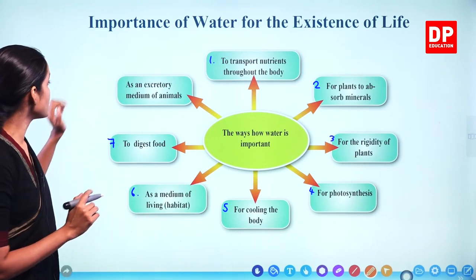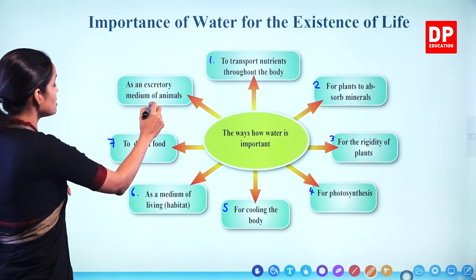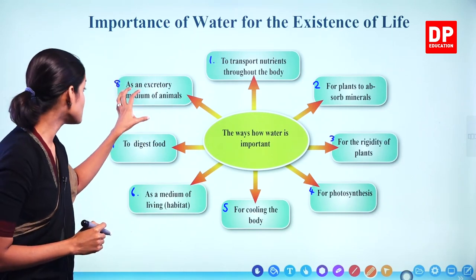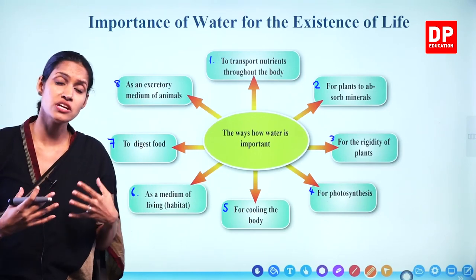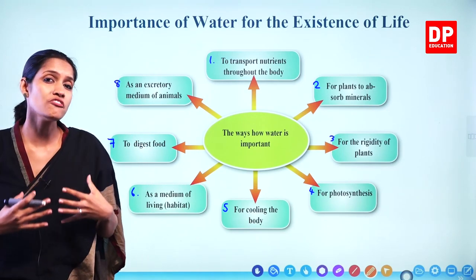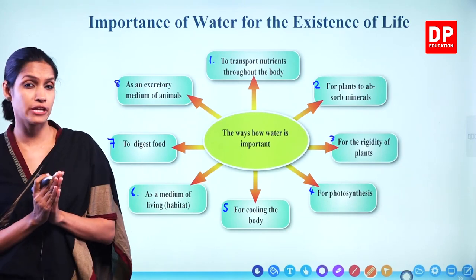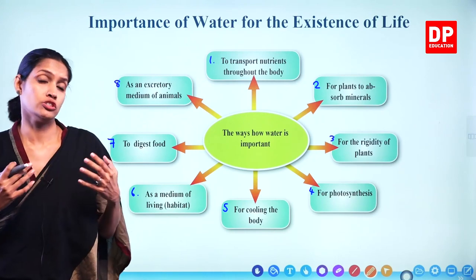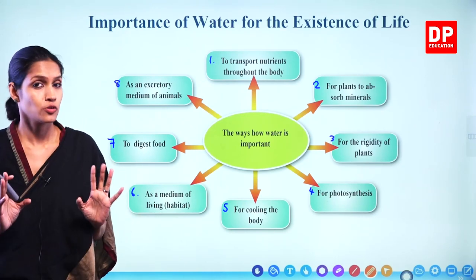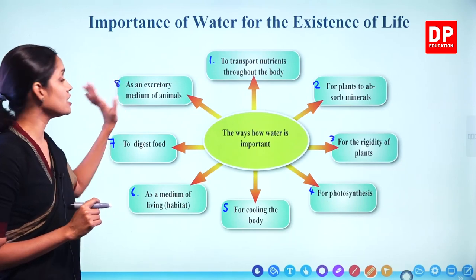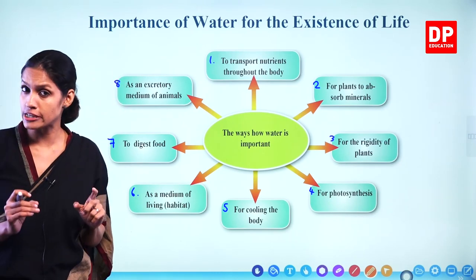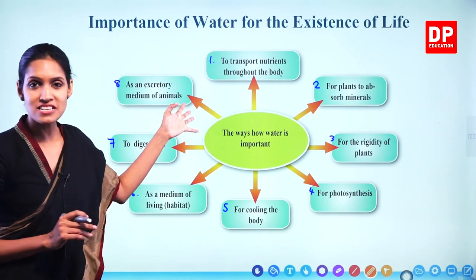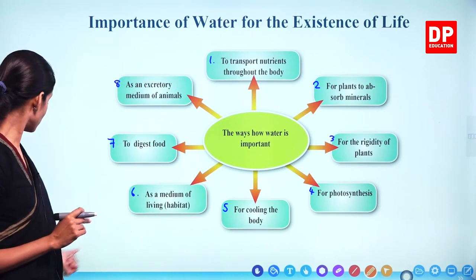Understand? So, the next one, as an excretory medium of animals. We are going to learn this again. So, excretory medium means, now what is the excretion? Excretion means removal of waste substances from your body, very briefly. Okay, so basically excretion is done by producing urine. Okay, so as an excretory medium of animals, again, water is very important. Understand, children? So we will discuss these points in detail now, right?